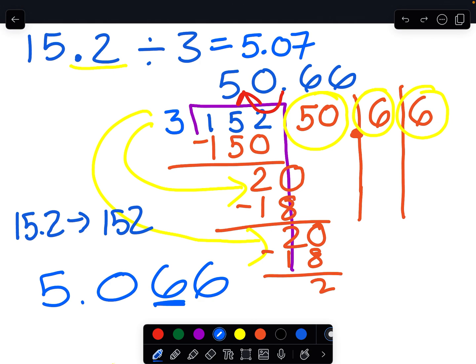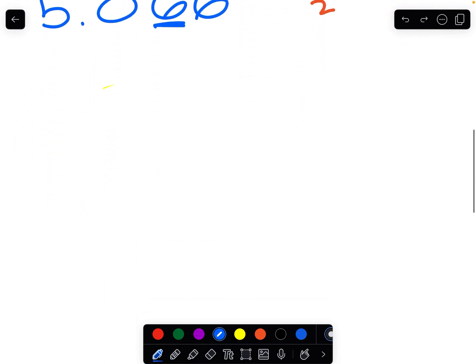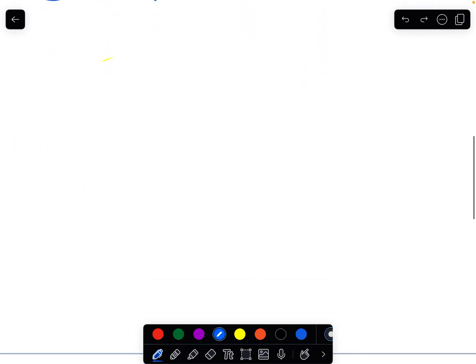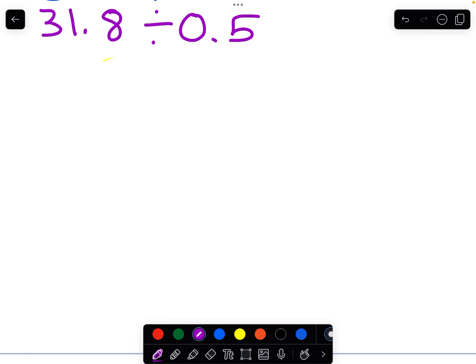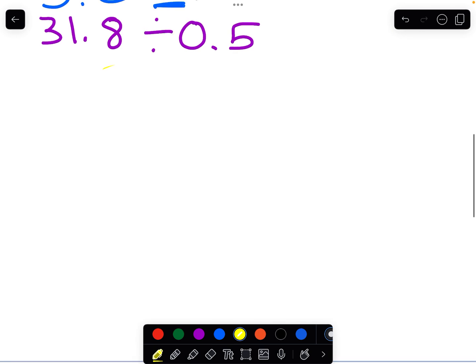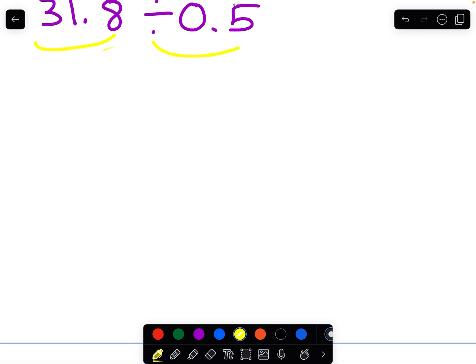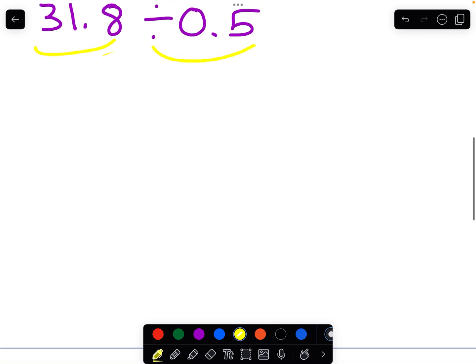Let's do another problem as an example. Hopefully I haven't lost you. That was a lot that we covered right now. Let's do another problem. Let's say we have 31.8 divided by 0.55. Now, look at this. We've actually got decimal numbers in our dividend and in our divisor.